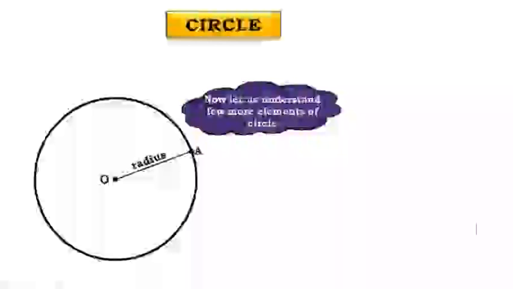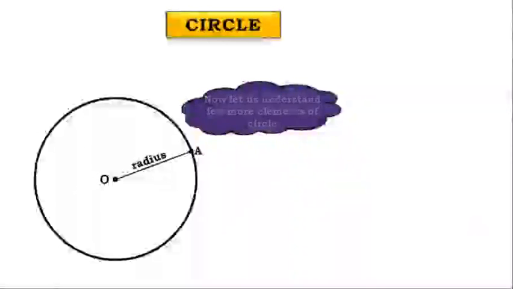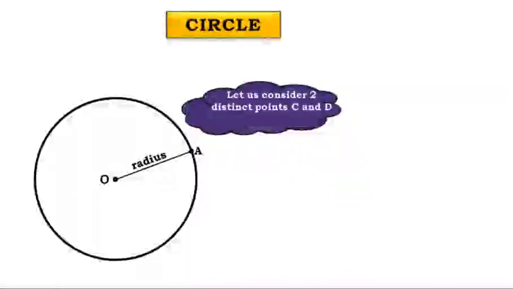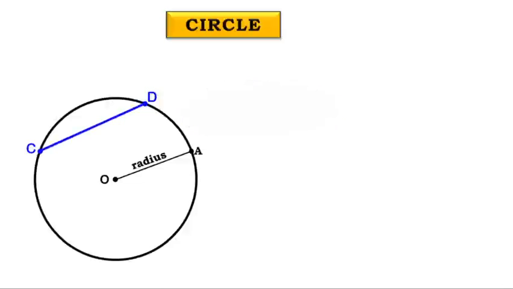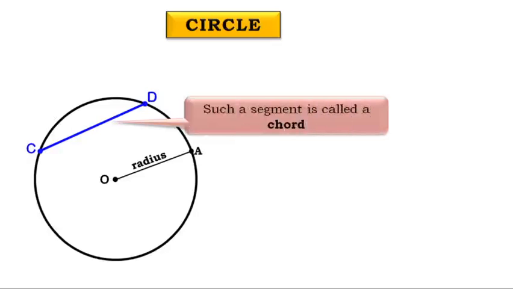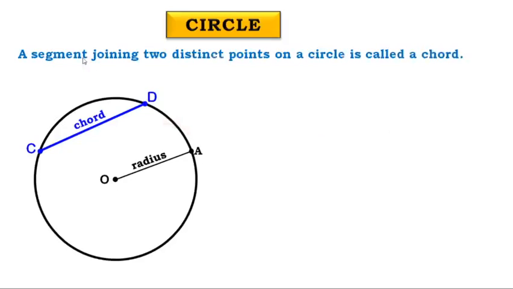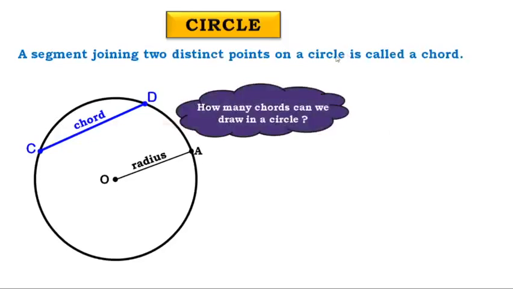Now let us understand a few more elements of a circle, and for that we take two distinct points C and D over here and join them. So what we get is a segment, and this is called segment CD. Remember this very carefully: such a segment is called a chord. So what is a chord? It is a segment joining two distinct points on a circle. Now how many chords can we draw in a circle? Yes, perfect. We can draw an infinite number of chords in a circle. Remember this.